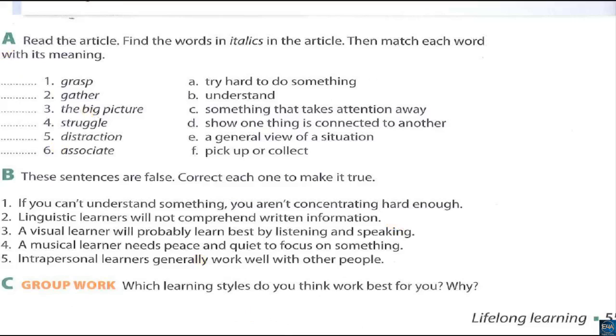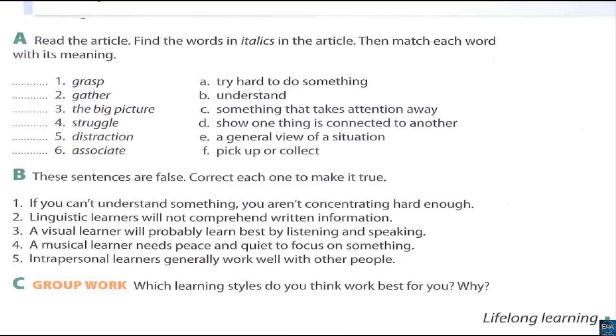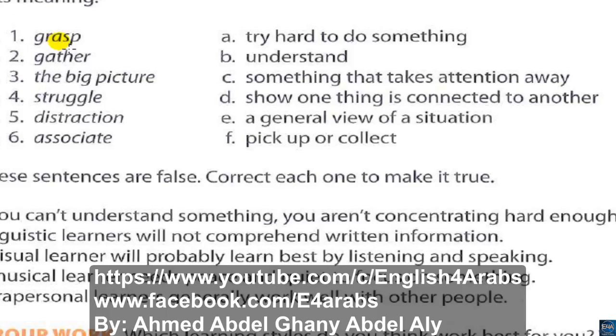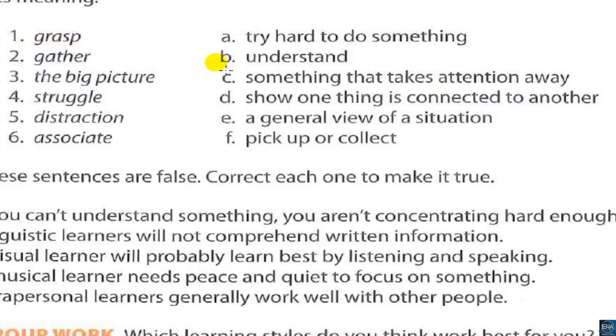A. Read the article, find the words in italic in the article, then match each word with its meaning. So here, you have to return to the passage and read the word and its meaning inside this passage, not in the dictionary or the meaning you know. Number 1, grasp. Grasp means understand. Grasp information, to understand information.